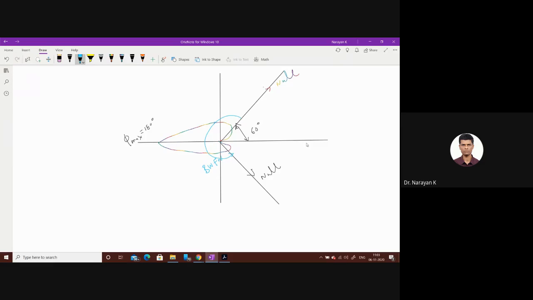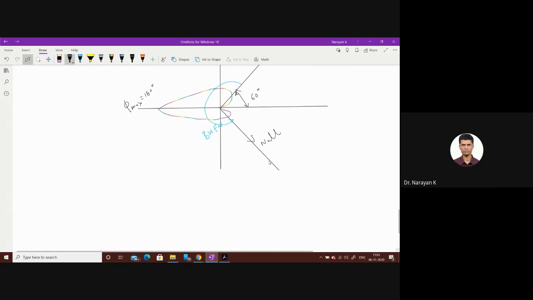What is the total angle? Now we are finding the beam width between first nulls. What is the total angle? 360 degrees minus how much should I do? 120 degrees. So what will you get? 240 degrees. So this is your beam width between the first nulls.